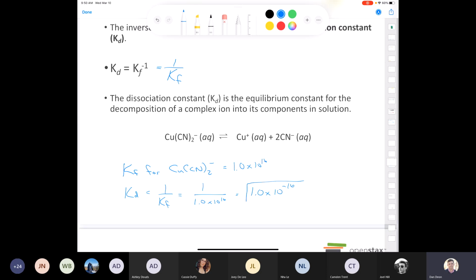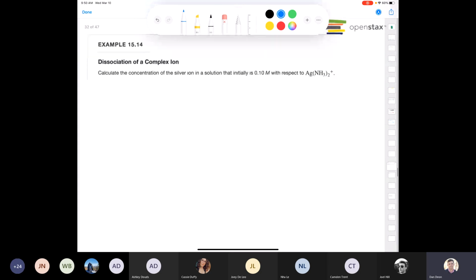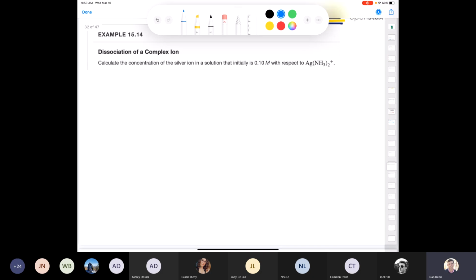And so the Kd is going to be a really small number, whereas the Kf is a really big number. So with that in mind, let's try a practice problem that kind of gets us started here. It says, calculate the concentration of the silver ion in a solution that is initially 0.10 molar with respect to Ag(NH3)2+. Now that is a coordination complex we already saw today.